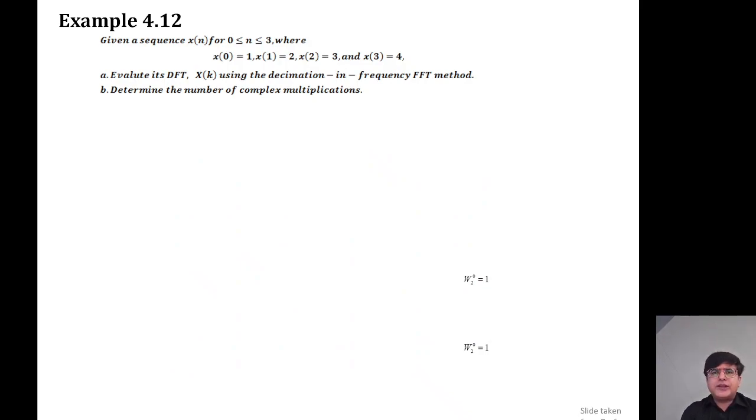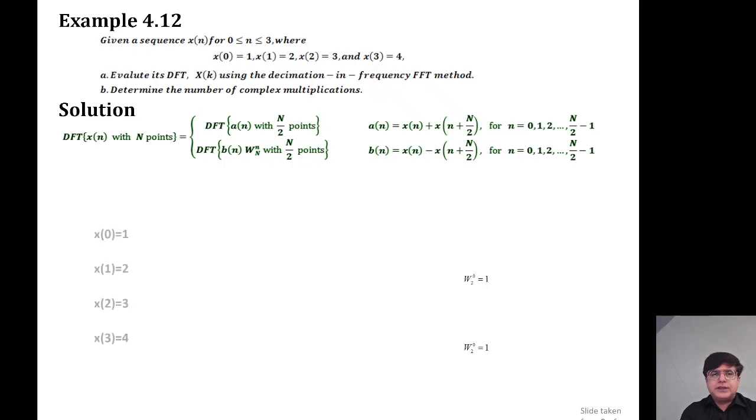Now let's do a quick example. So let's say you have this example in which you have these values: x of 0 is 1, x of 1 is 2, x of 2 is 3, and x of 3 is 4. Right. So how can you do the same thing? You can just write the values over here, right? 1, 2, 3, and 4.